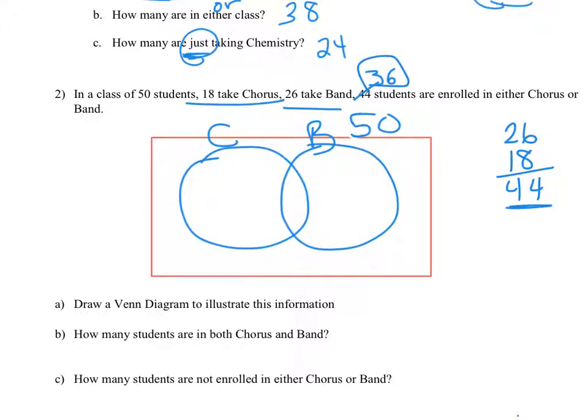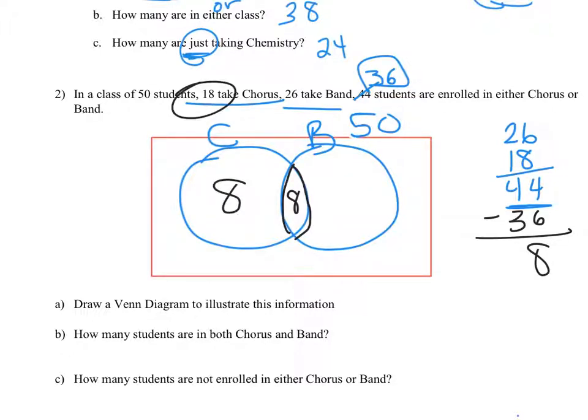What that means is I counted the people in this overlap twice. So I subtract my 36 from 44, and that tells me how many people are in both chorus and band. So that would be 8. Now that I know that number, I have 18 people taking chorus total. I already have 8 of them taken up, so there's 8. I have 26 people taking band. Already 8 are in there, so I subtract, and that would be 18. A lot of 8s there.